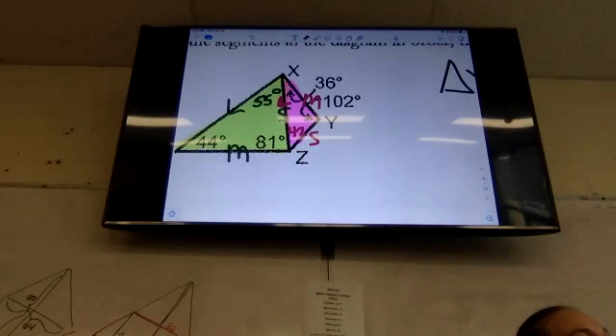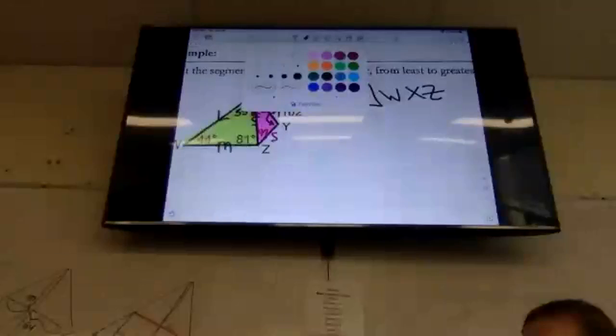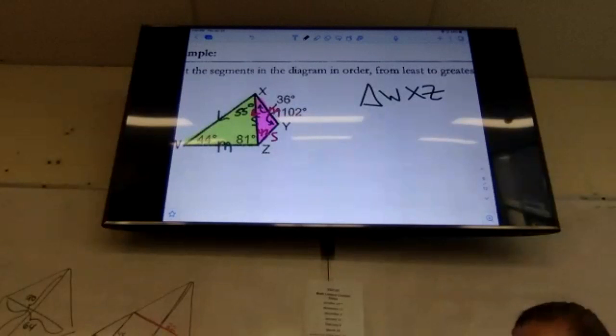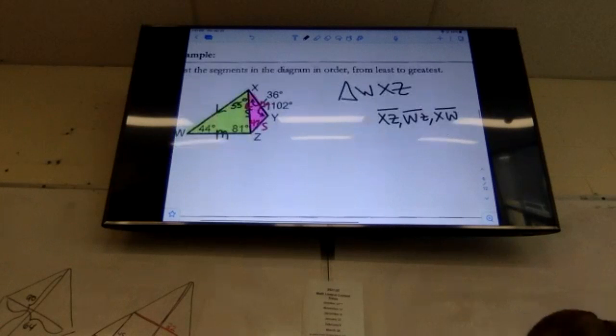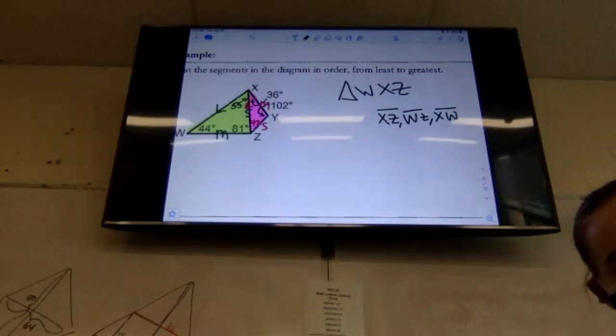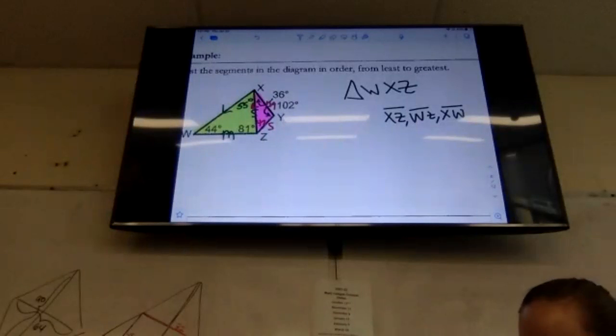I have just been labeling my picture. I'm going to write this out in actual letter notation. Off to the side, I had already written triangle WXZ, so I'm going to write from smallest to largest. In the green triangle, we said our smallest side was XZ, our medium side was WZ, and our largest side was XW. Everyone okay with my green triangle ordering? Yes. Okay, thank you. Now we're going to do the pink triangle, which is my XYZ triangle. You told me that the smallest side was YZ.